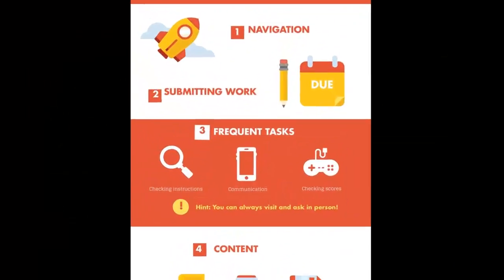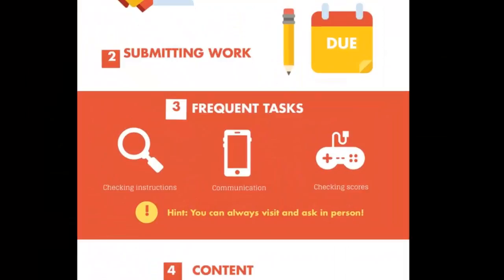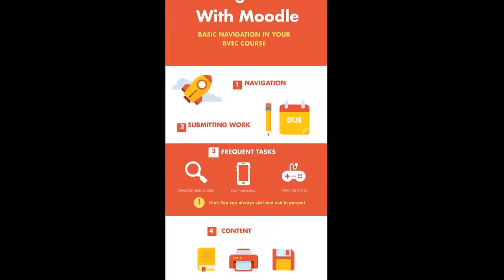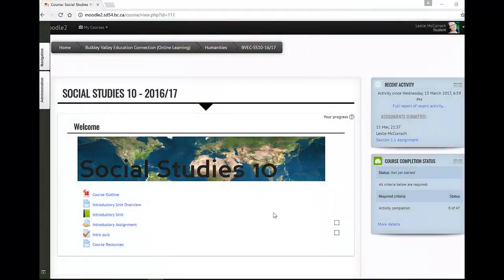Our next portion of the video is going to look at frequent tasks, including checking instructions, communication, and checking your grades. Checking instructions can be easily completed once you've learned how to use the book icon. Books are where, in your Moodle course, the content that you will use for learning is generally contained. That means this is where you'll find the notes, videos, and instructions for the learning tasks that you will be doing.